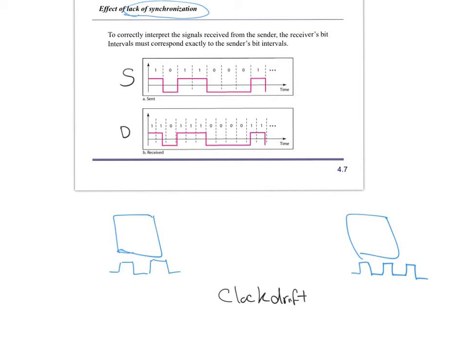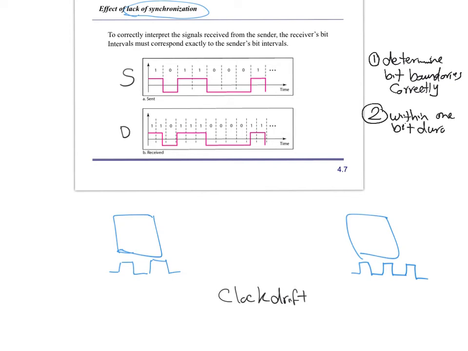Our objective at the receiver is two things. Remember, this is very key. One, determine the bit boundaries correctly. Two, within one bit duration, estimate the voltage level. So these are the two objectives.